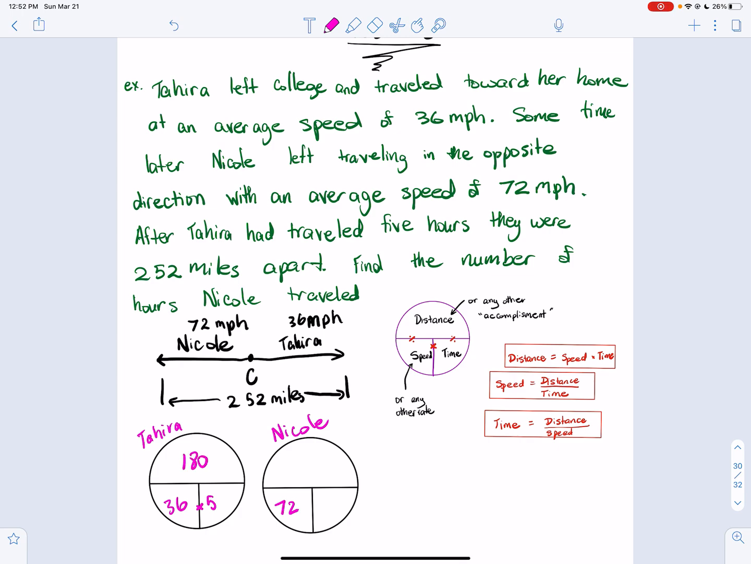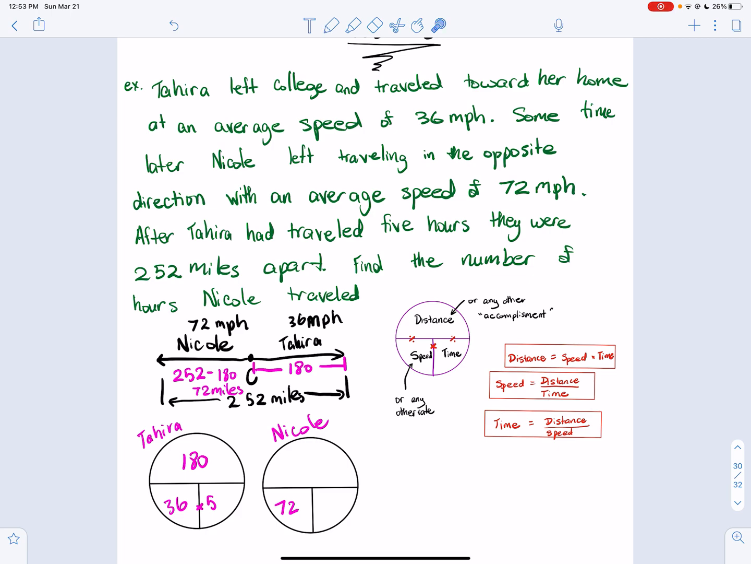Now, that means Tara, and this is how the diagram helps us, Tara traveled 180 miles from the college to her home. We know overall the distance between the two ladies is 252 miles. We know that Tara's distance that she covered is 180 miles. So to figure out Nicole's distance, we have to take 252 and subtract 180. So when we do 252 minus 180, it tells us that Nicole traveled 72 miles overall.